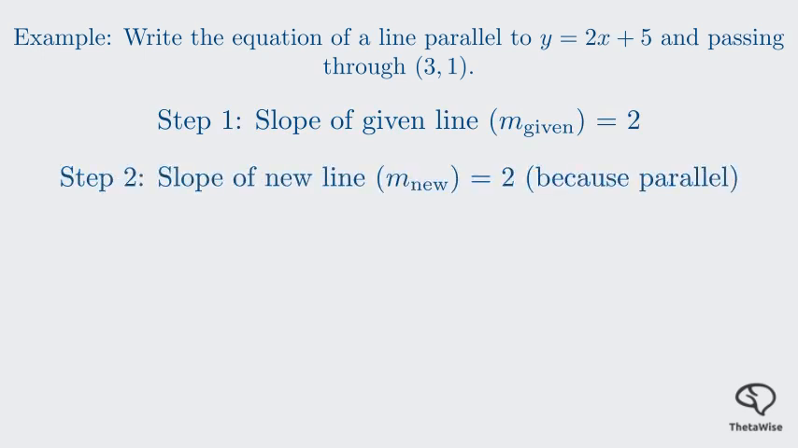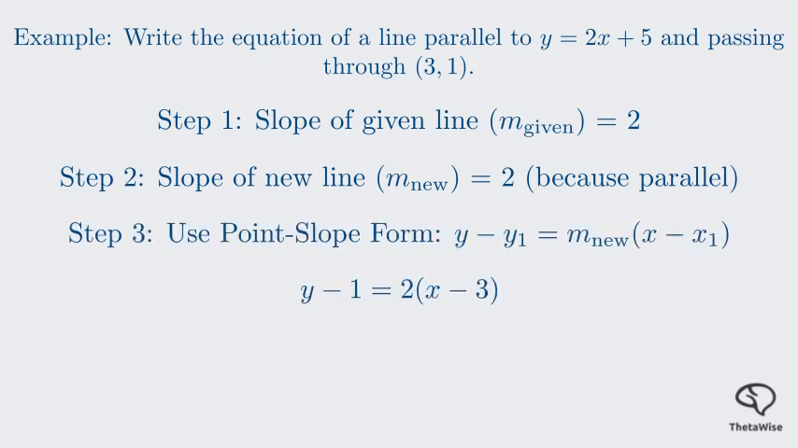Step 3. Use point-slope form. We have our new slope, m equals 2, and our point, (x1, y1) equals (3, 1). Plugging these in, we get y minus 1 equals 2 times the quantity x minus 3. Step 4. Simplify to slope-intercept form. First, distribute the 2 on the right side to get 2x minus 6. Then, add 1 to both sides to isolate y. This gives us our final equation, y equals 2x minus 5.